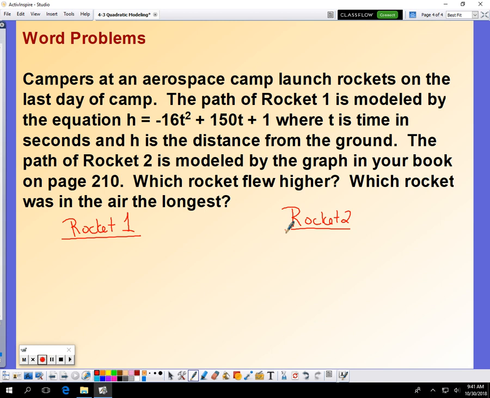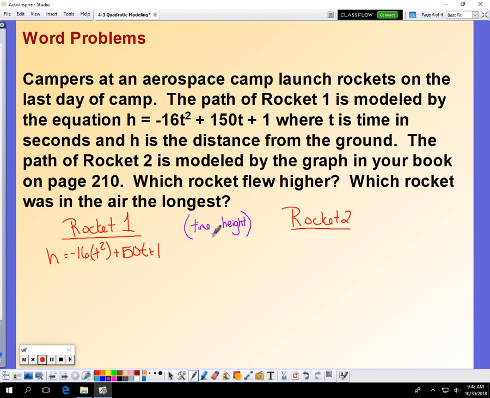The path of rocket 1 is modeled by the equation: height equals negative 16 times t squared plus 150t plus 1, where t is time in seconds and h is the distance from the ground. Remember, what that means to us is that when we're talking about our ordered pair here, we're going to have time and we're going to have height.